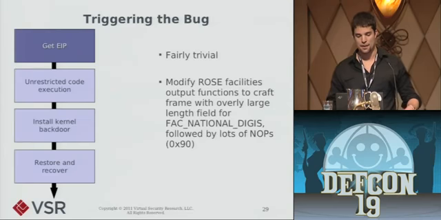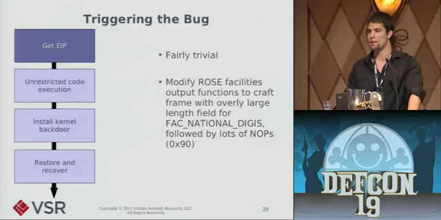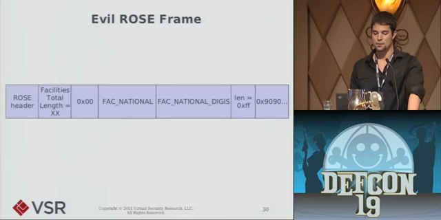It took 10 minutes after I found it. What I did was essentially cannibalize the ROSE kernel module that already existed so that whenever I made a connection to someone, it would send out my evil ROSE frame instead of a normal one. And this evil ROSE frame just had this particular facility field that was vulnerable, followed by a too big length value, and then a bunch of no-op instructions just for the sake of testing to see if I could actually trigger it.